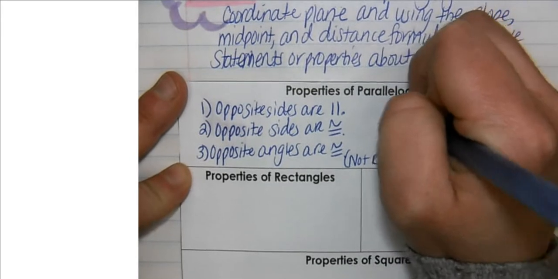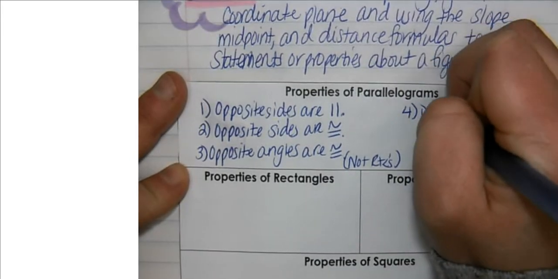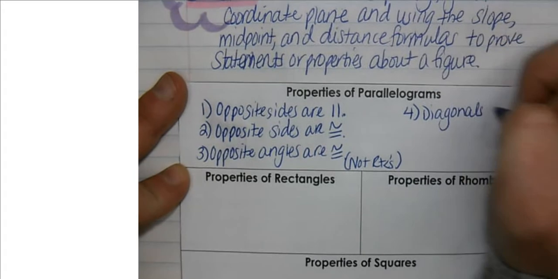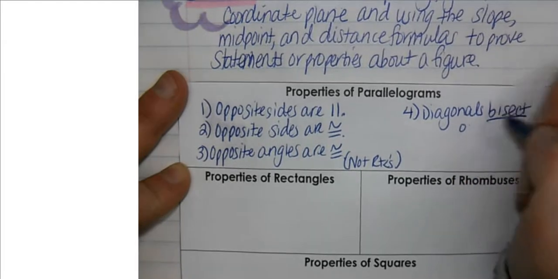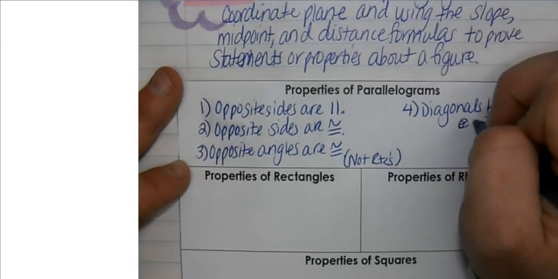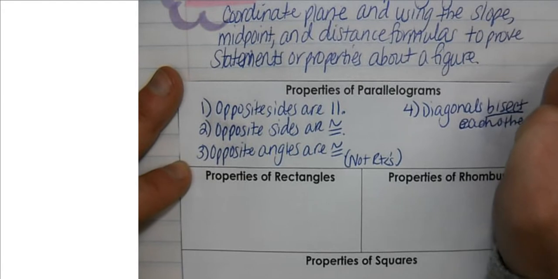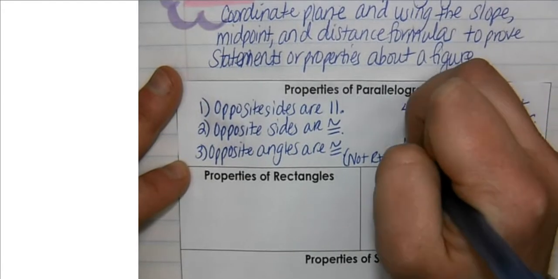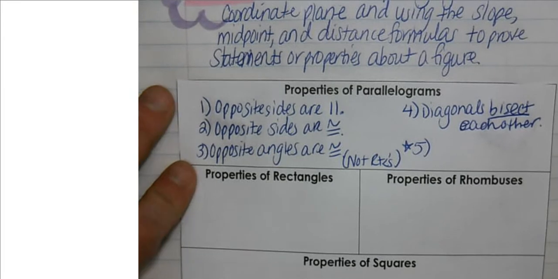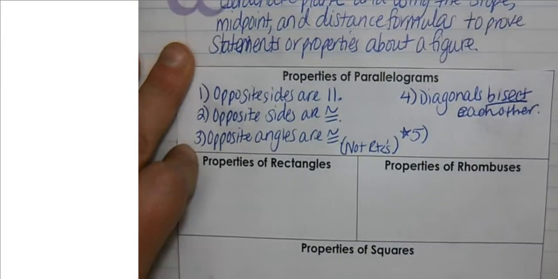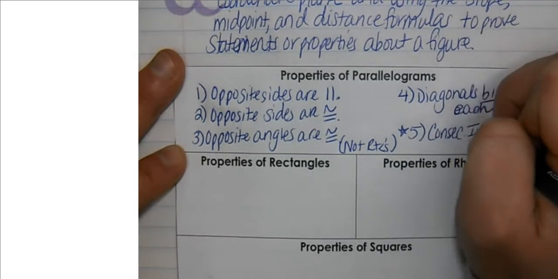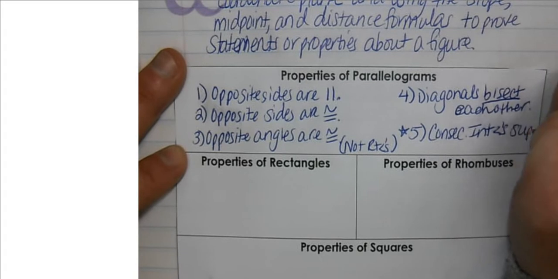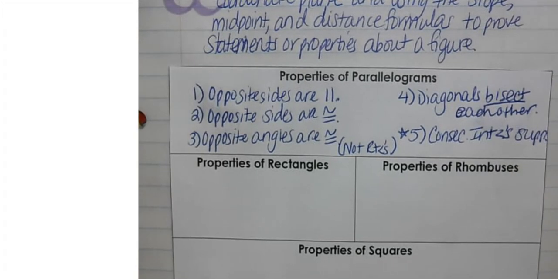The fourth one is that the diagonals bisect each other. And the fifth property that we are not going to be using in our proofs, but one that I want you guys to know is that consecutive interior angles are supplementary. But I put a star next to it because we are not going to be using this for proofs.